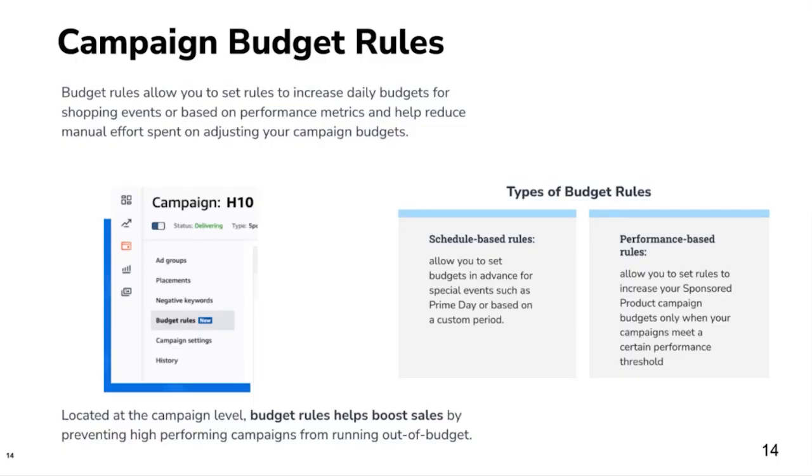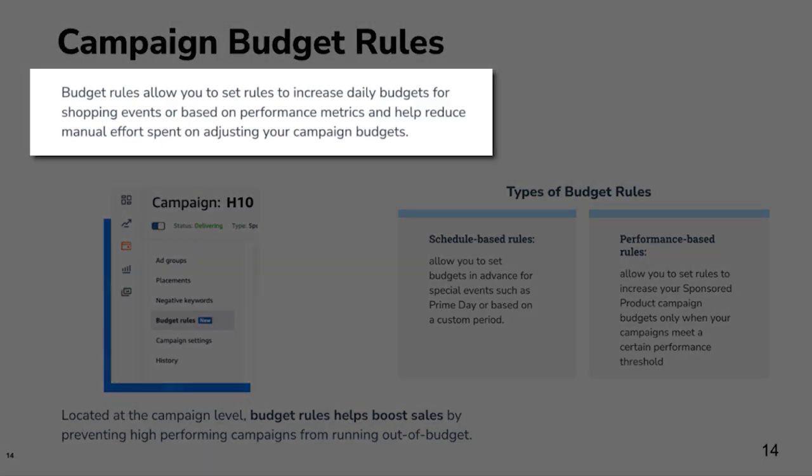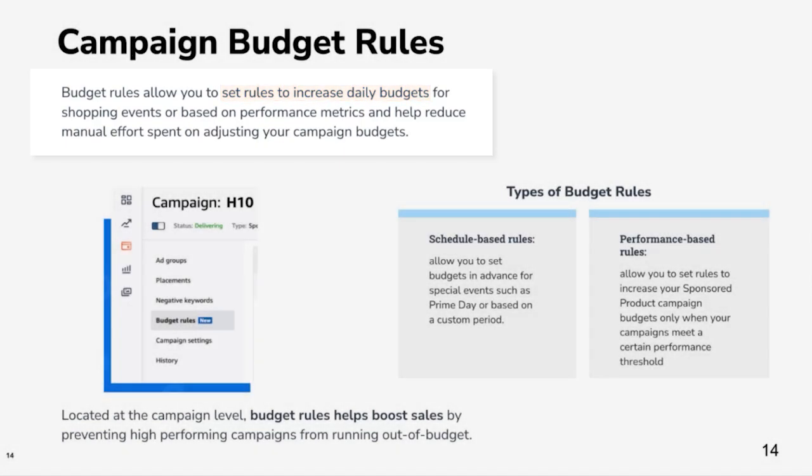So in order to give you a little bit more control over some of these things that we're talking about, I wanted to dive into your PPC budget rules. There are a lot of different ways Amazon has created over the past year and a half to really help you control your budgets. One of the main ways is the new campaign budget rules. Budget rules simply allow you to set rules to increase your daily budgets, either for different shopping events that Amazon might find or based on performance metrics that you can actually set.